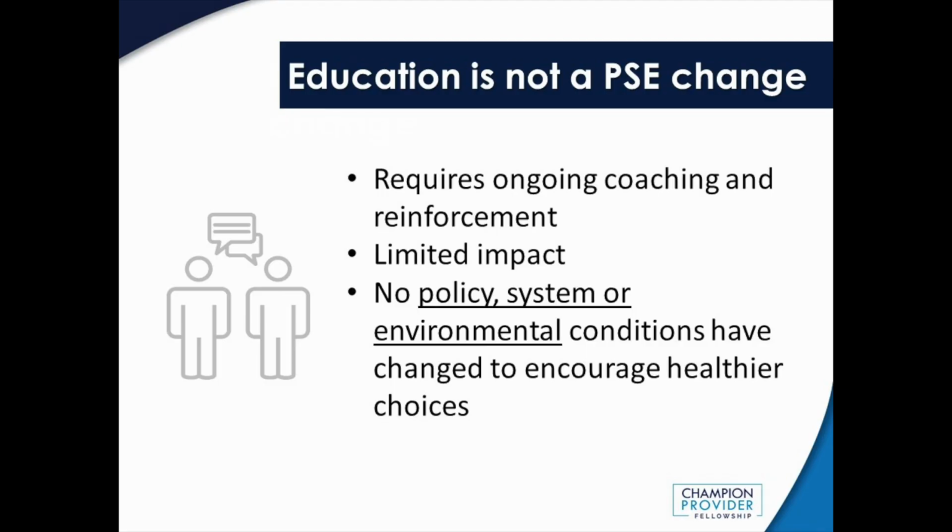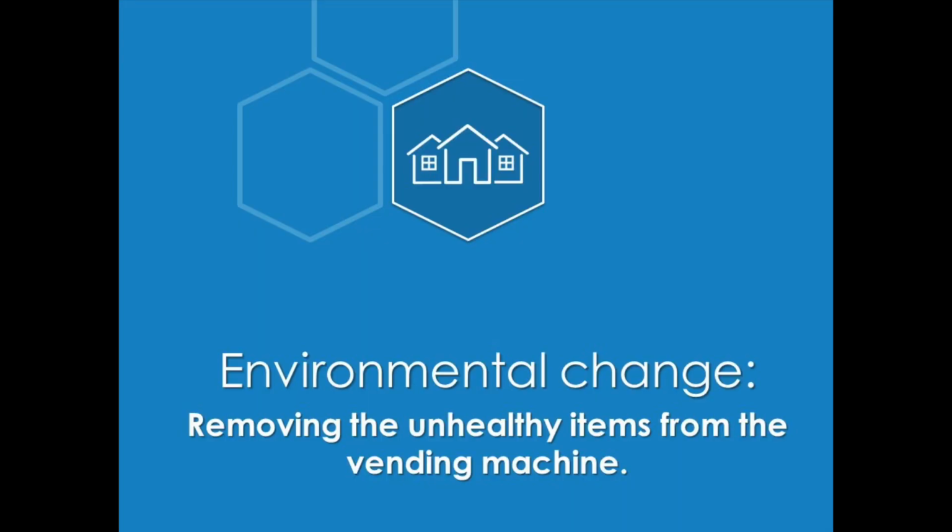Nothing has been done to change the environment, system, or policy conditions to encourage the adoption of healthier choices. Now, let's walk through the first of our policy, system, and environmental changes. An environmental change to encourage healthy vending could involve removing the unhealthy items from the vending machine. By doing this, you are literally changing the environment of the vending machine by moving the unhealthy items out.